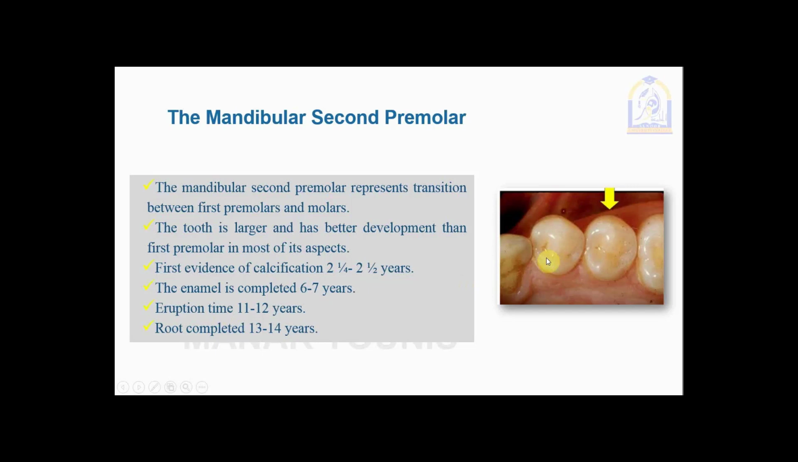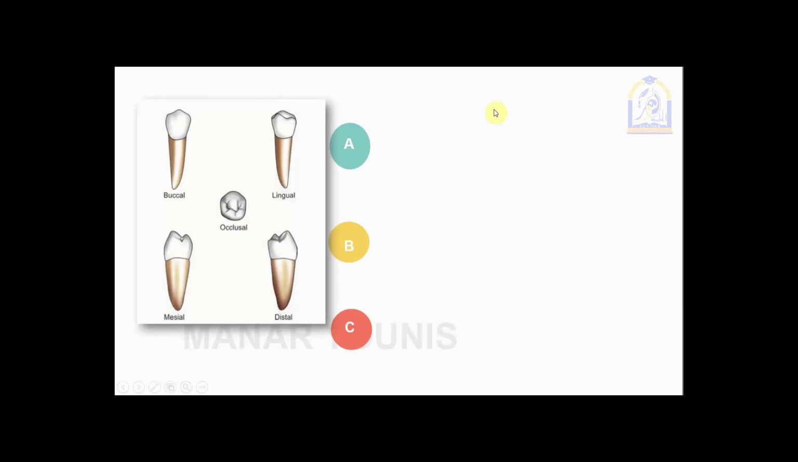The eruption time is usually after the first premolar, at 11 to 12 years, while the root is completed 2 to 3 years later, between 13 and 14 years.